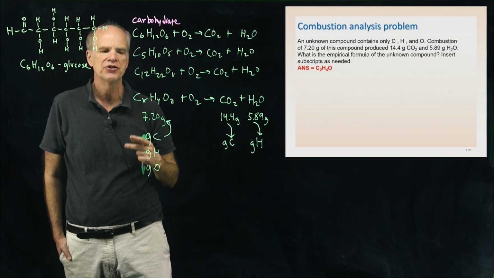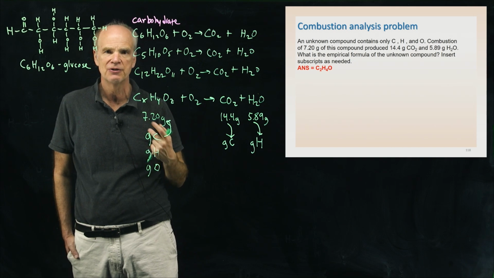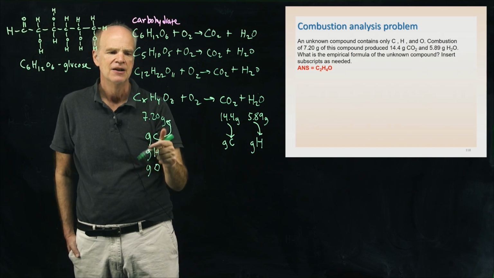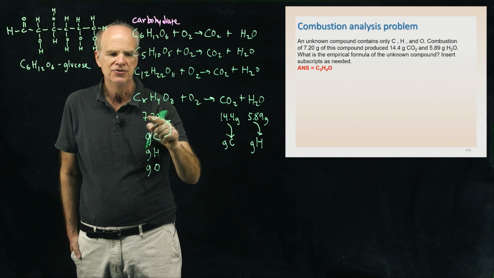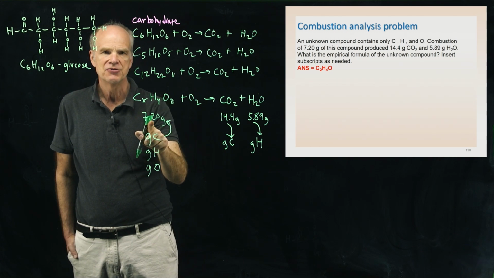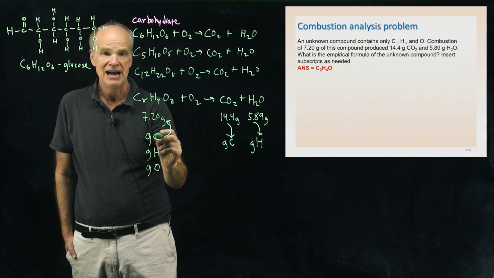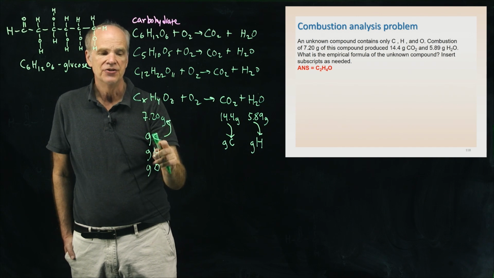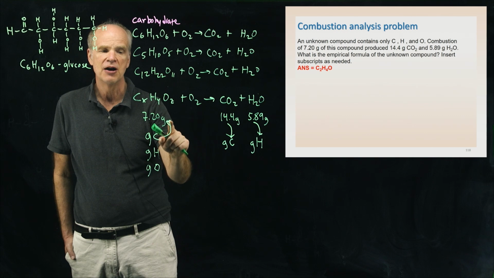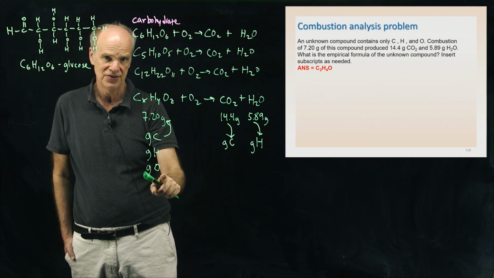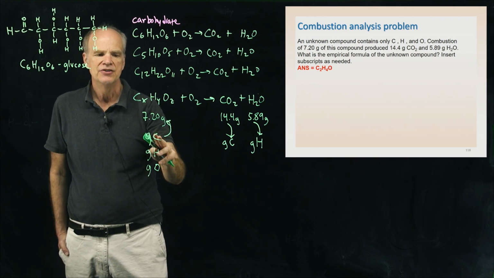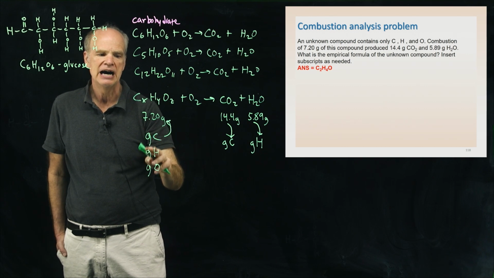So what do we do? There's a simplifying thing we can do to figure out the mass of oxygen in the carbohydrate. You notice again, in this problem, the total mass of carbohydrate is 7.20 grams. If we find the mass of the carbon and the mass of the hydrogen, then subtracting those from the total mass should give you the mass of oxygen. So then that will give you the masses of the carbon, hydrogen, and oxygen.